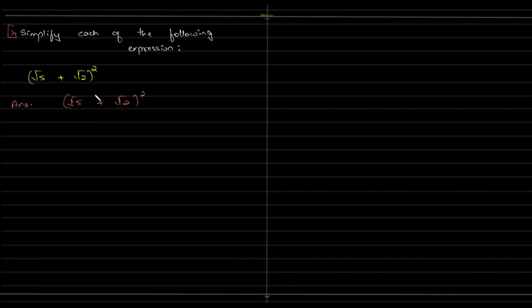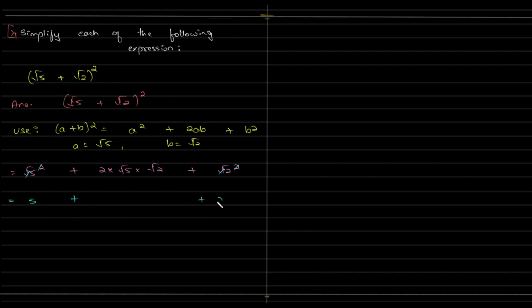I'll explain later. So here we have to use (a plus b) the whole square, which is a square plus 2ab plus b square, where a here is root 5 while b here is root 2. On expanding this, you will get root 5 the whole square plus 2 into root 5 into root 2 plus root 2 the whole square. So we have root 5 square getting cancelled, and here also root 2 square getting cancelled.